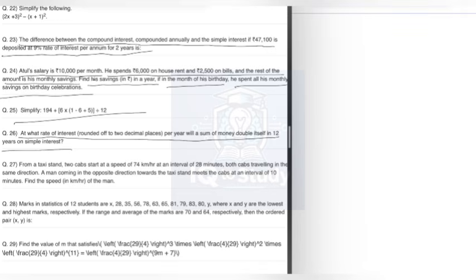From a taxi stand, two cabs start at a speed of 74 km per hour at an interval of 28 minutes, both cabs traveling in the same direction. A man coming in the opposite direction towards the taxi stand meets the cabs at an interval of 10 minutes. Find the speed of the man. Let's simplify this using a shortcut trick.